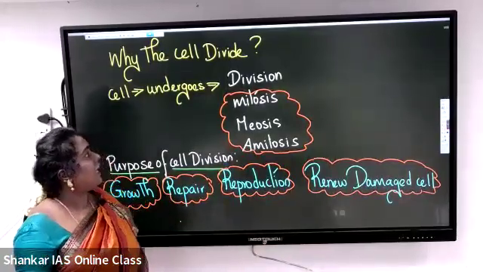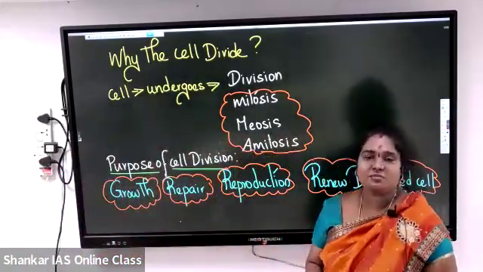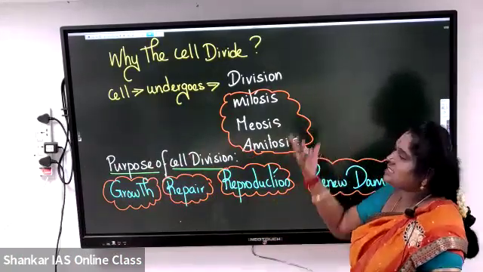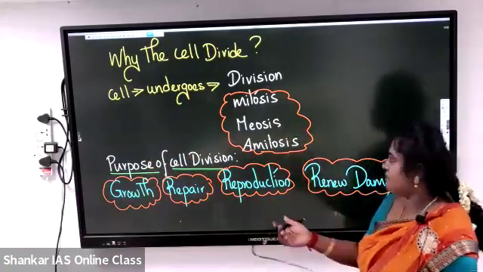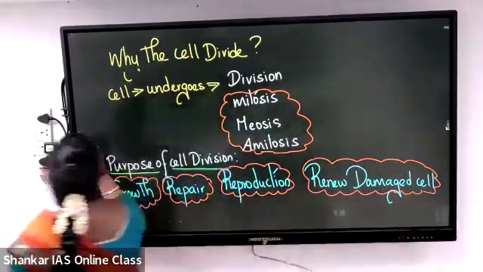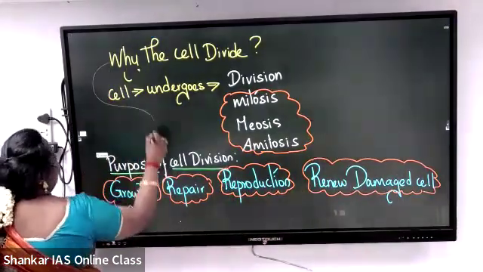So today we start the class with a questionnaire. Why does the cell divide? What is the reason behind the cell having to undergo division? When you ask why the cell needs to divide, there has to be some purpose. And what is the purpose is being given here. Why does the cell need to divide?